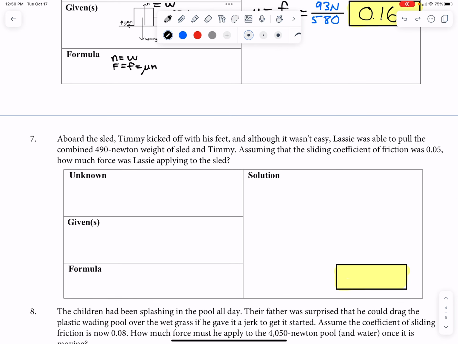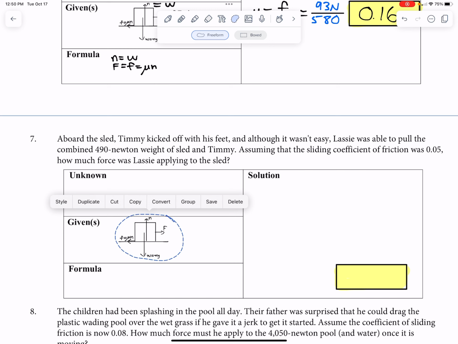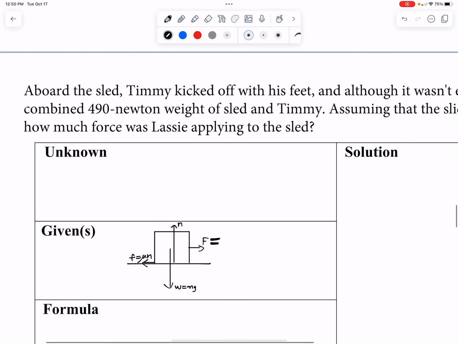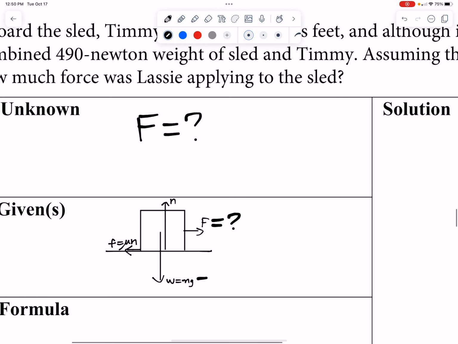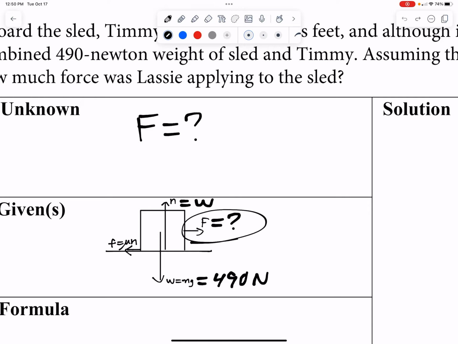Number 7. Aboard the sled, Timmy kicked off with his feet, and although it wasn't easy, Lassie was able to pull the combined 490 newton weight of sled and Timmy. Assuming the sliding coefficient of friction is 0.05, how much force was Lassie able to apply to the sled? Okay, that is our question mark. The total weight of the sled is still 490 newtons. Normal force still equals weight, and force still balances friction.